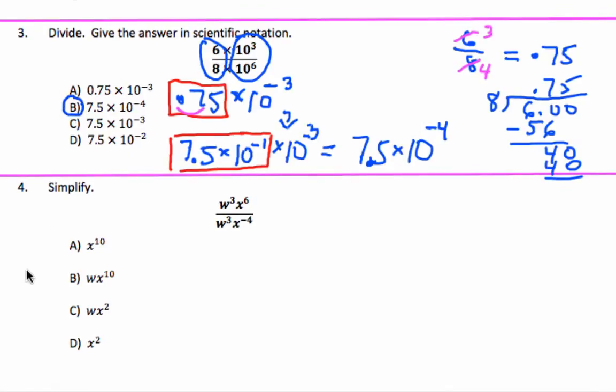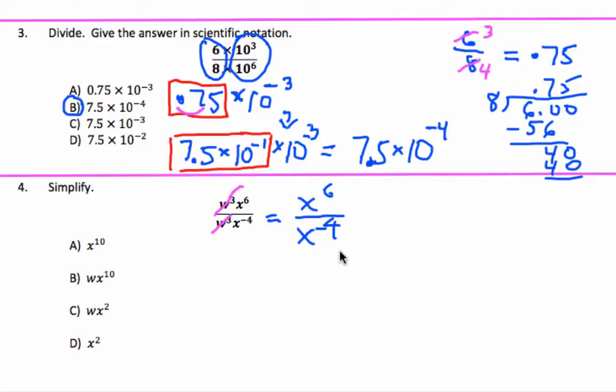Problem number 4 asks us to simplify, and they're testing our knowledge of exponents. Well, the problem starts pretty easily because whenever you have something on the top that's being multiplied and the same thing on the bottom that's being multiplied, you can cross them out. So I'm going to cross out the 2w to the thirds, and at this point I'll be left with x to the 6th over x to the negative 4.